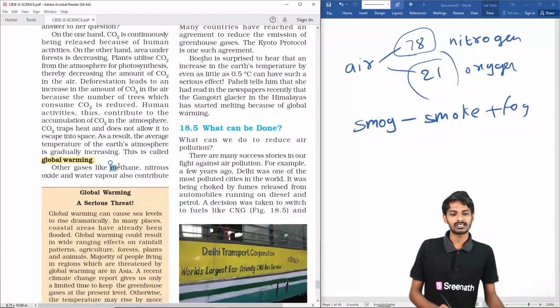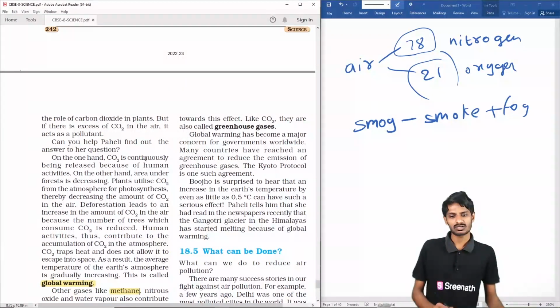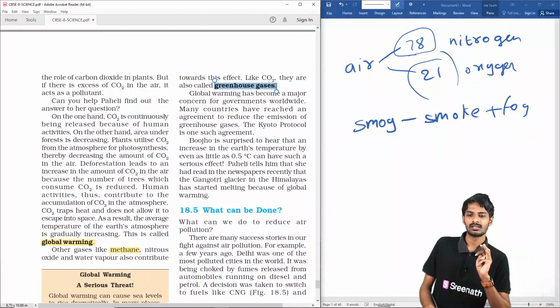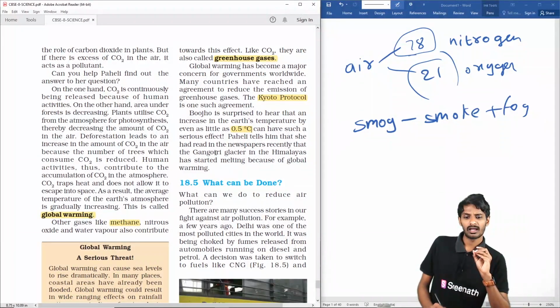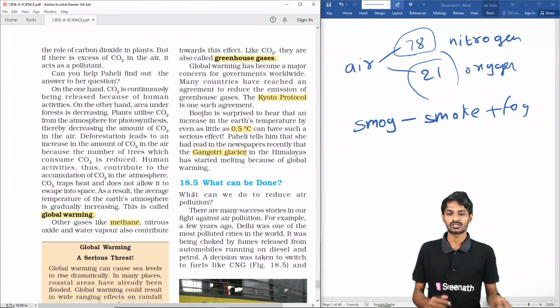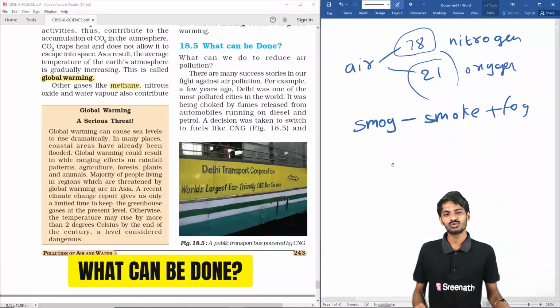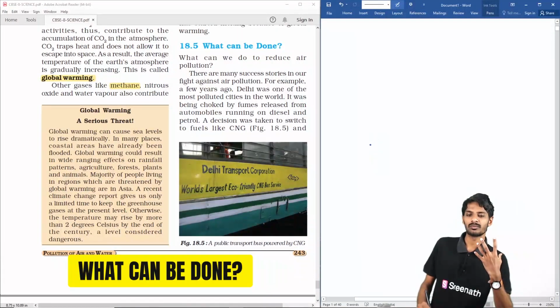Other gases like methane, nitrous oxide and water vapor also contribute towards the greenhouse effect. That's why they are also called greenhouse gases, students. Global warming is a major concern for all governments. The Kyoto protocol is one such agreement to decrease global warming. Even a 0.5 degree centigrade increase will affect more. And if you see in the newspaper, the Gangotri glaciers in the Himalayas have started melting because of global warming. So what can be done to reduce air pollution, students?